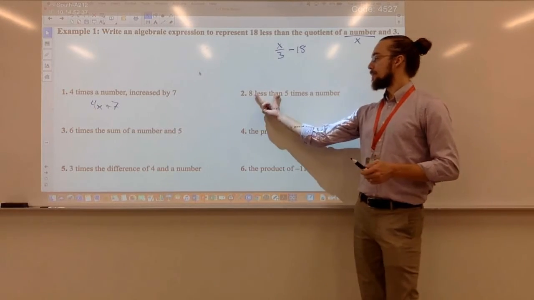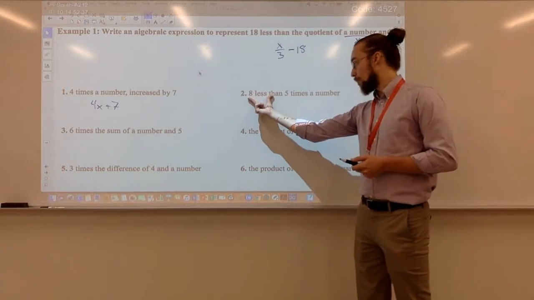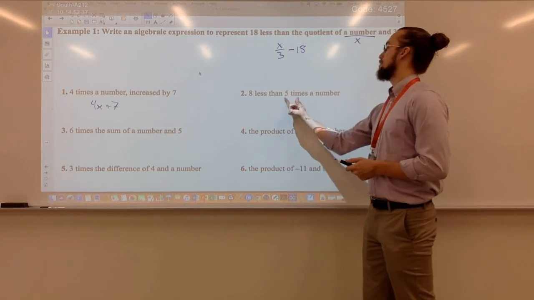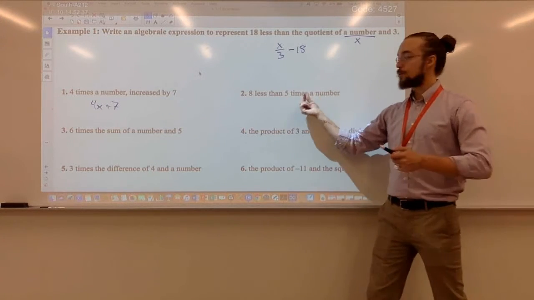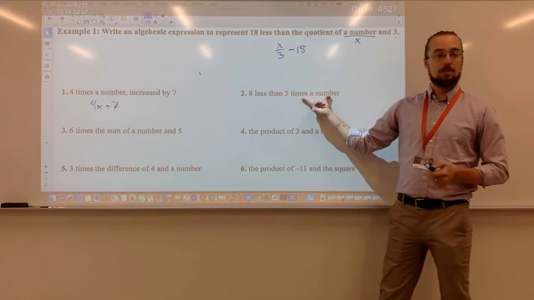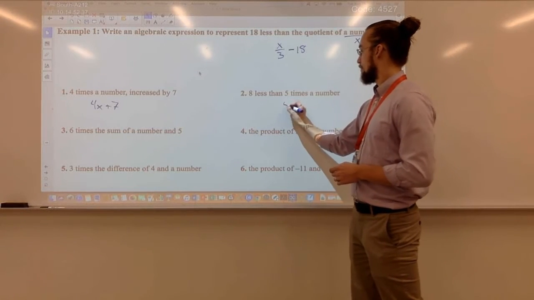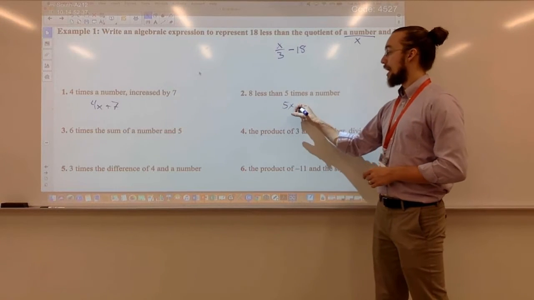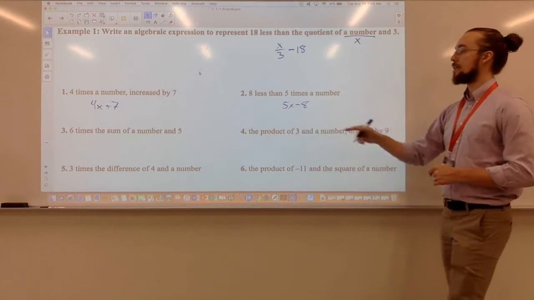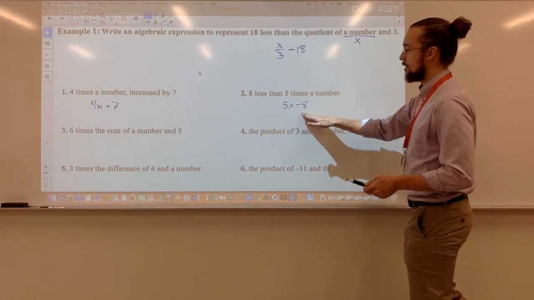Yeah. So the order here is tricky because of the way it's written. It makes sense to say 8, then less than means minus, and 5 times a number. But if we're saying 8 less than this, that means we want to take 8 away from this. So 5 times a number is 5x, and then I want to take 8 away from that. 8 less than that means take 8 away from the 5x. So with subtraction, the order does matter. So here we would put 5x minus 8.